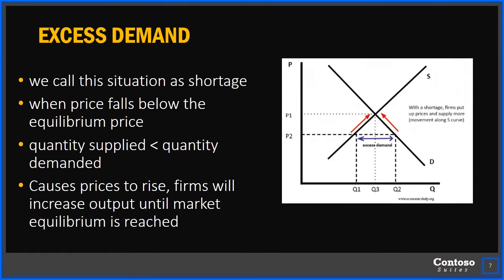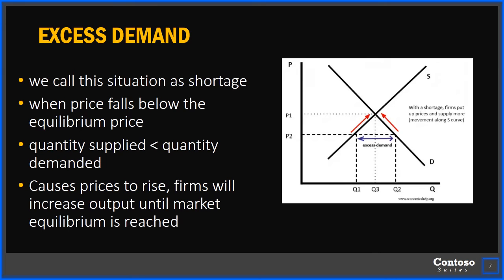So, next is excess demand. We call the excess demand a shortage. Excess demand occurs when the price falls below the equilibrium price. Quantity supplied is lesser than quantity demanded.